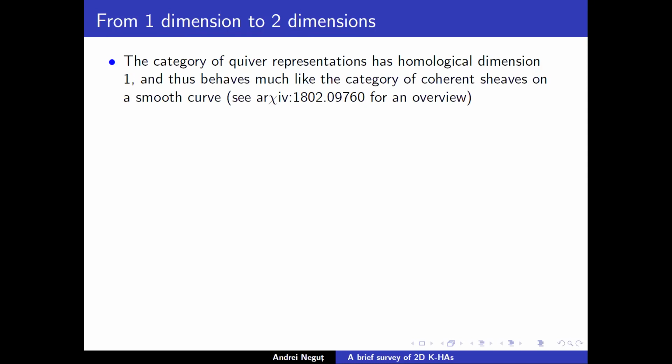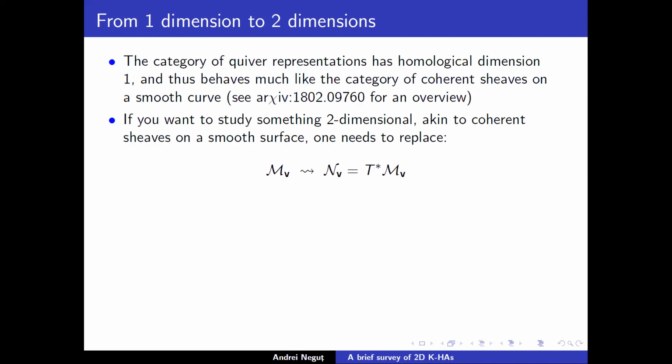And if you want an overview, I'm linking here to some wonderful lecture notes of Schiffman, which explain all of these theories and the connections between them. And I think it's great. But the purpose of this talk is to explain something two-dimensional. So if you want something two-dimensional, you will have to complicate these moduli stacks a little bit. So the thing we do is we want some upgraded quiver representations which behave like a two-dimensional category. The analogy being with coherent sheaves on a smooth surface.